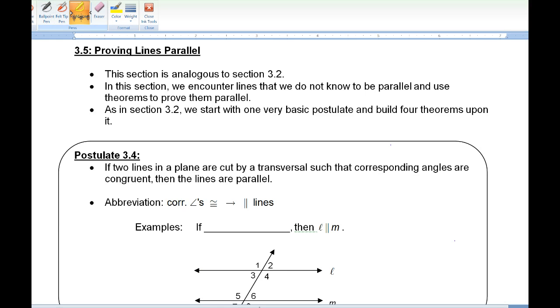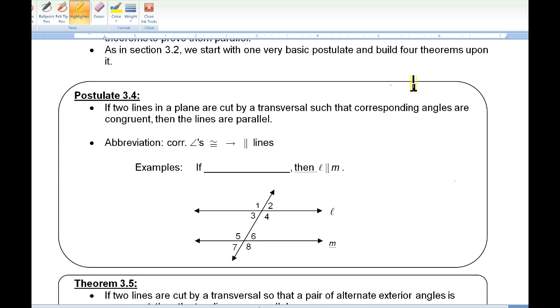So in lesson 3.5, we're going to learn basically all the converses of the postulate and theorems that we learned in section 3.2. In section 3.2, we had lines that were parallel already, but in this one, we do not know that the lines are parallel yet. And so we want to look to see what we can do to prove that they must be parallel based on certain angle pairs being either congruent or supplementary.